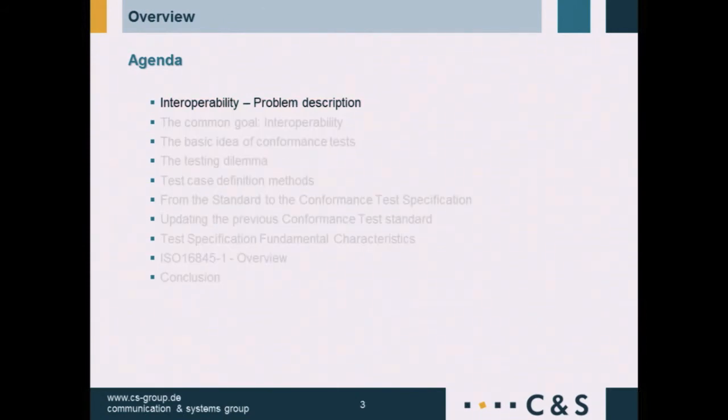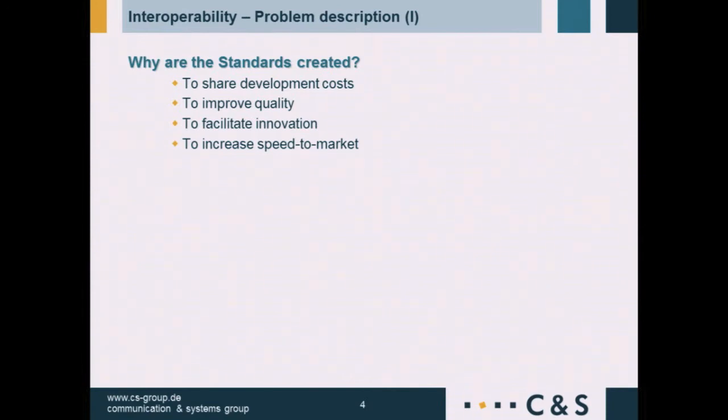So let's start with the interoperability problem description. In order to do so, it is important to start talking about standards. I guess it is already pretty clear why standards are created. The most important point, I would say, is to share development cost, also to improve quality, to facilitate innovation, to increase speed to market, all good things. But I would like to focus on the main problems that often arise from standards.